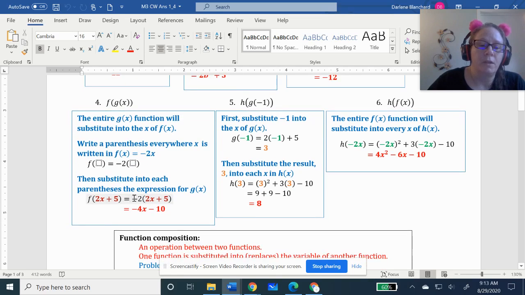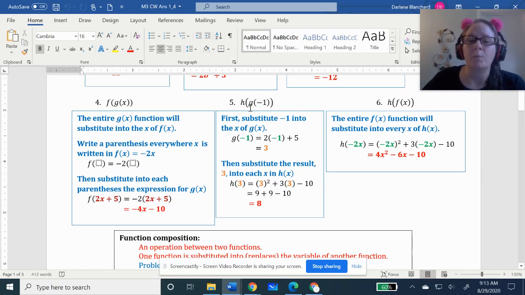And you can see it right here, negative 2 times what was just x for f of x, now has inside of the x a 2x plus 5, and it substitutes and replaces the x that was for f. And then distribute the multiplication over the addition.